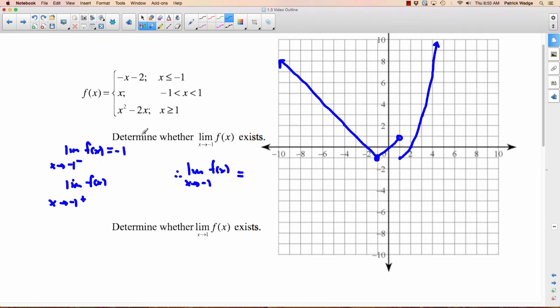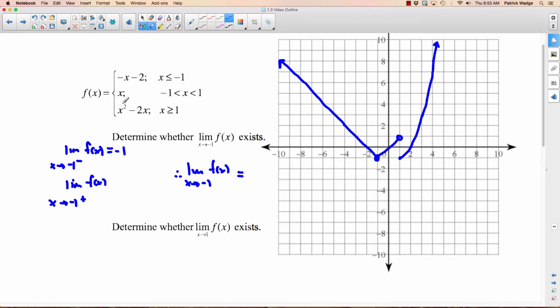Okay, how would we do it algebraically? Well, you'd ask yourself, if I'm approaching negative 1 from the left-hand side, so below negative 1, would I use the top subfunction, the middle one, or the bottom? This is greater than or equal to 1. This is between negative 1 and 1. This is less than or equal to negative 1. And we're approaching from the left, which means less than. So we would use this function right here, this top one.